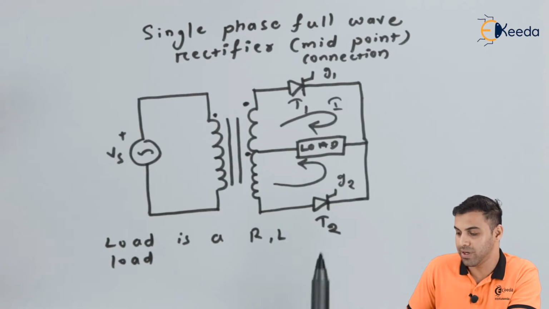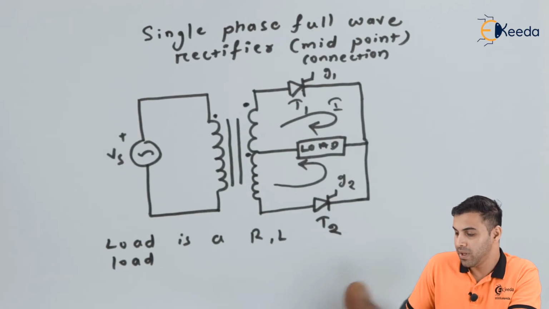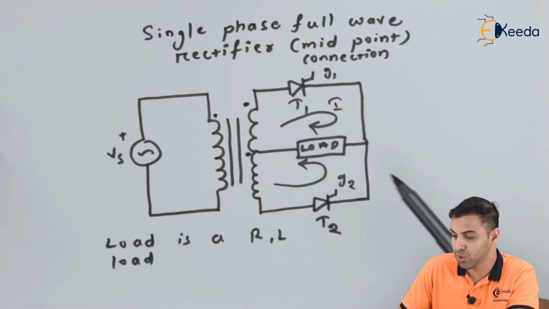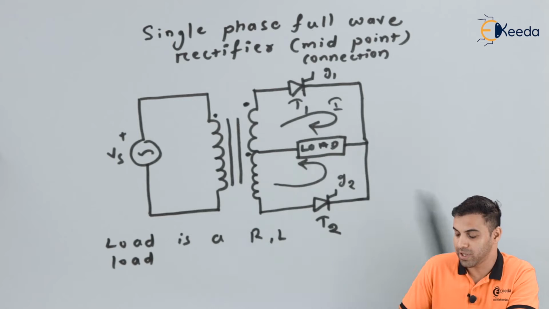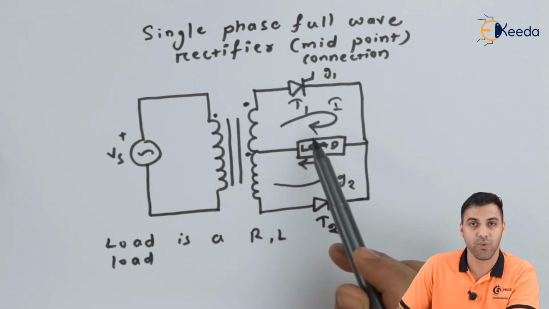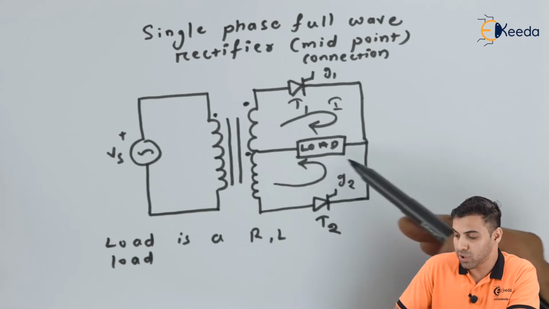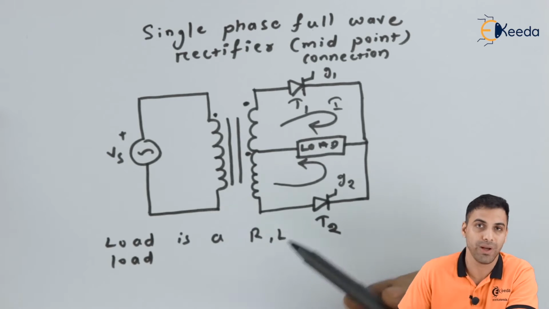So this is how we decide the direction through the dot convention. Now friends, as we can see, the direction of electric current through the load is always the same. During the positive half cycle, if it is clockwise, during the negative half cycle it will be anti-clockwise. However, through the load, the direction will always be the same, from right to left.